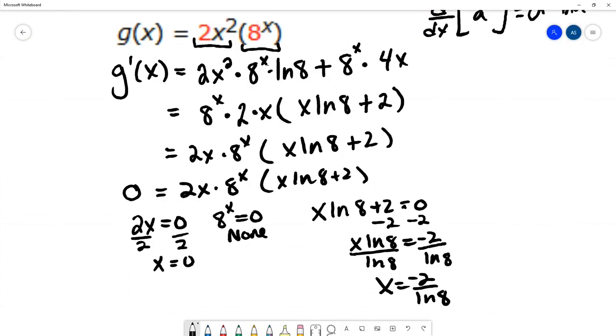Now, this derivative is never undefined. I'm taking a look at my different variables here. I've got 2x. That's got a domain of all real numbers. I can plug any number into that. 8 to the x, I can plug any number into that. x, I can plug any number into that. So we don't get any more critical numbers from considering when the derivative is undefined.